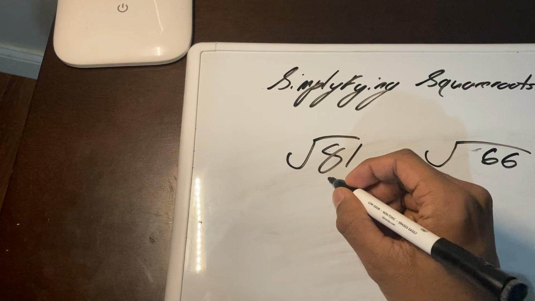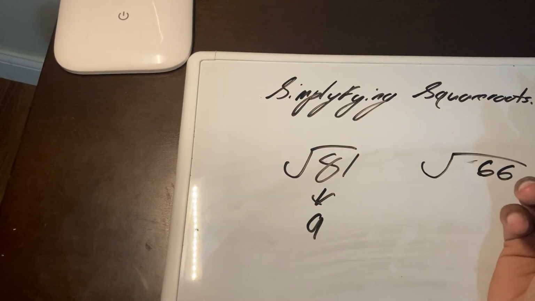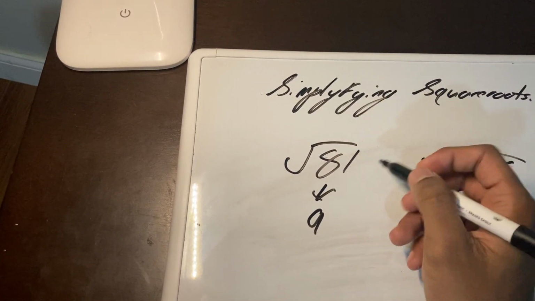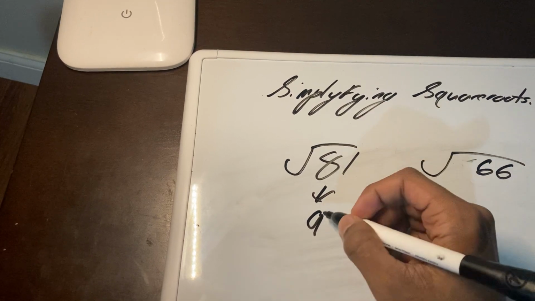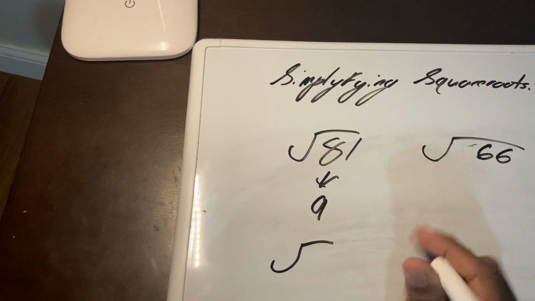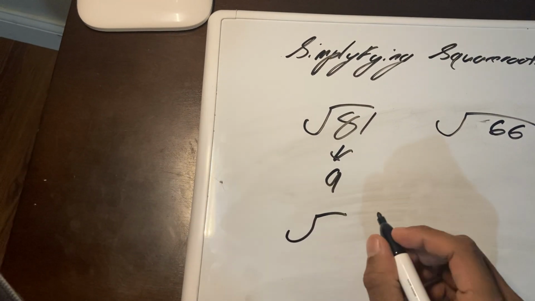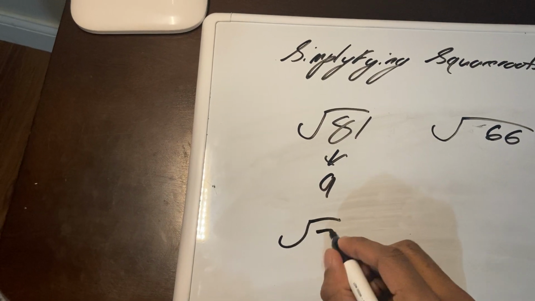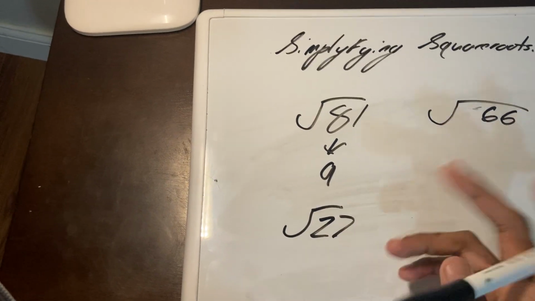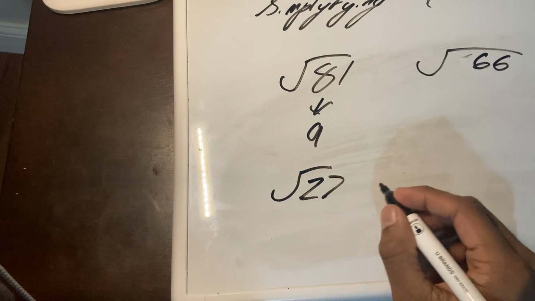Hold up, never mind, that's 9. Oh my god, it's a very simple number. You can square root it easily. The square root of 81 is 9. So let's try a different one. Let's try 27. That's a good one. Okay, so the square root of 27.